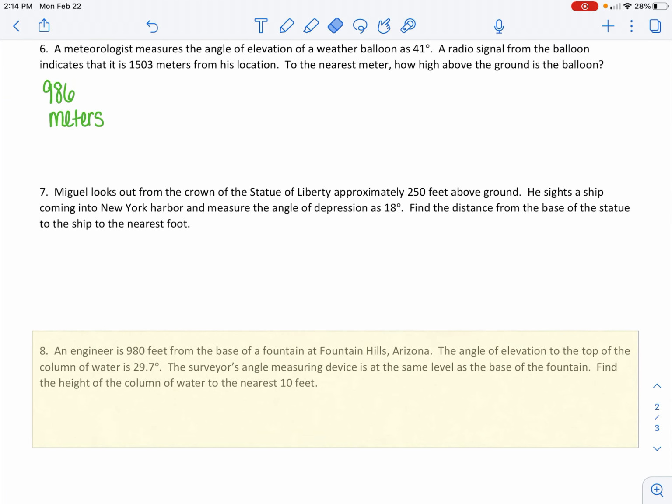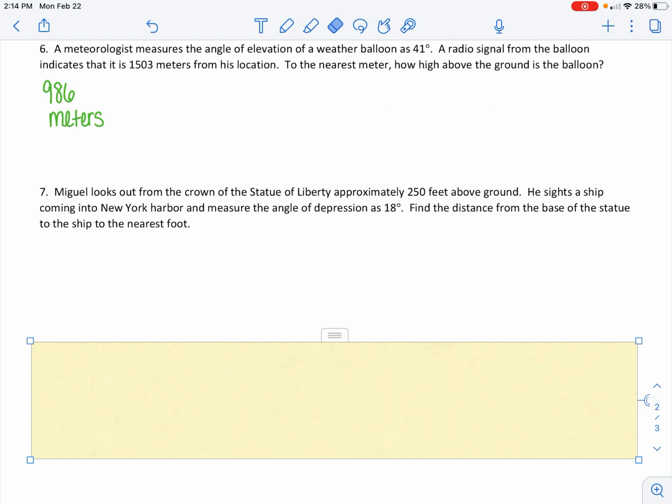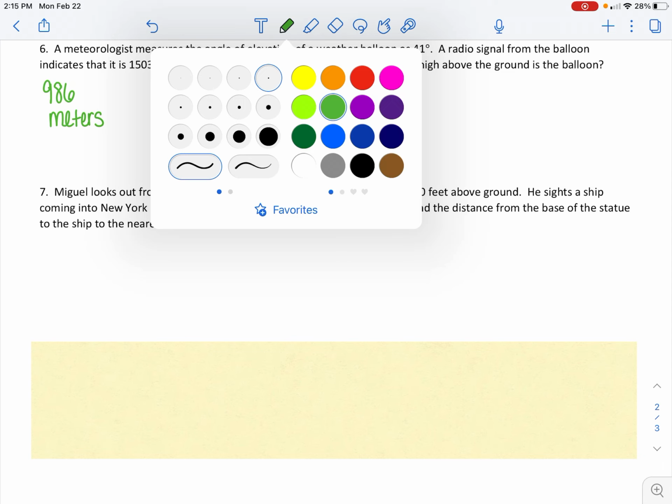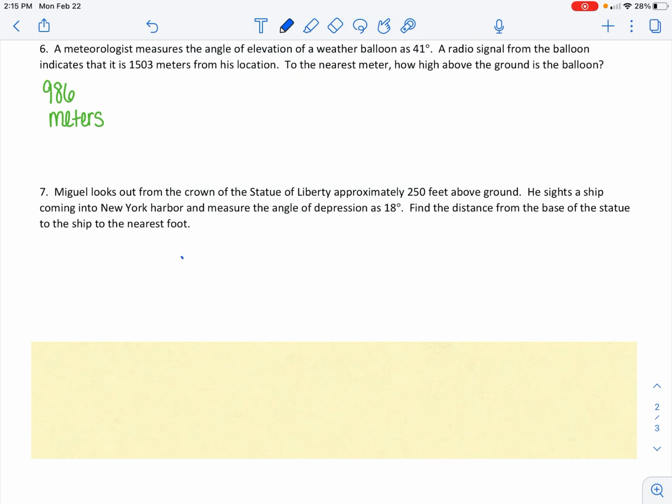Okay, let's jump down here to number 7. It says, Miguel looks out from the crown of the Statue of Liberty. Okay, so I'm just going to draw a stick Statue of Liberty. Gotta have the little torch. Okay. So we have a Statue of Liberty and we have our crown. So he's looking out of the crown, which is approximately 250 feet above the ground. So we are 250 feet in the air.